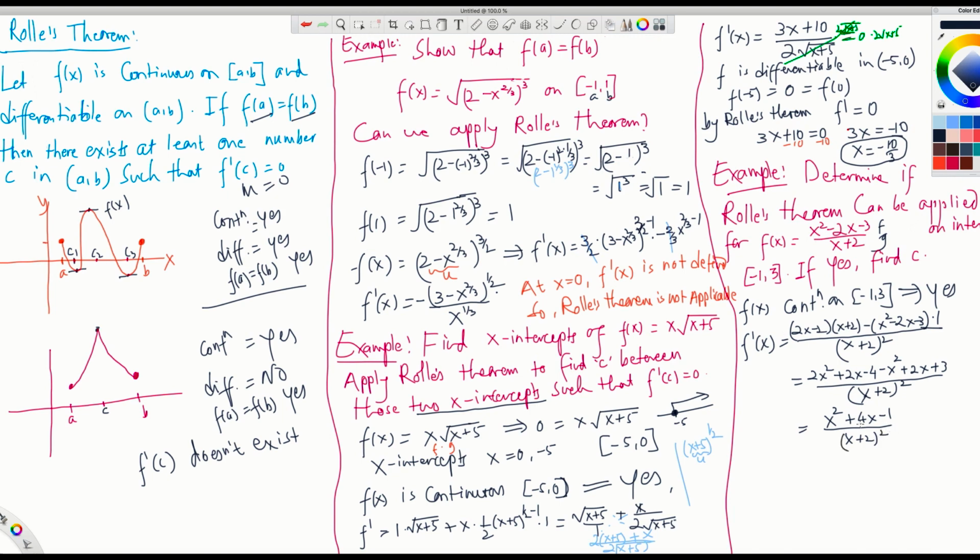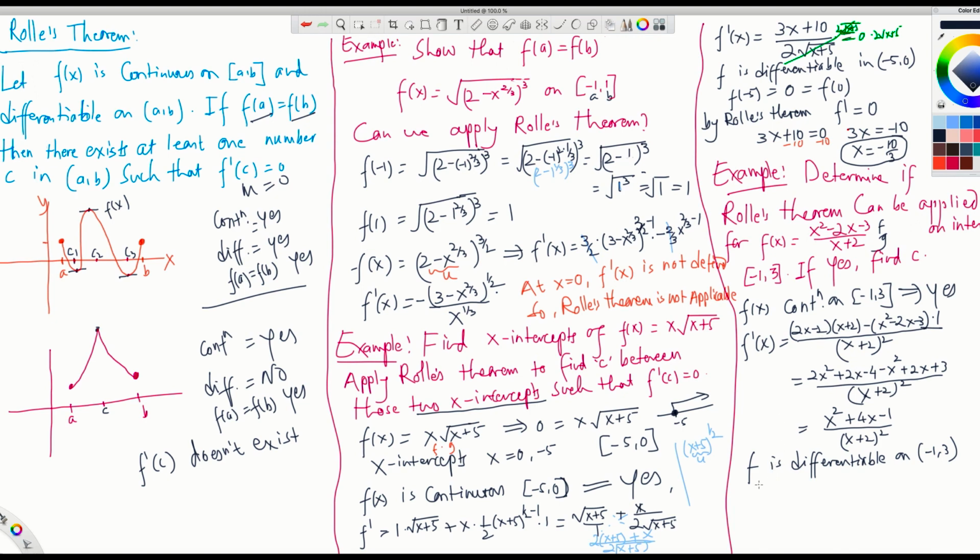So is this function differentiable? If the derivative exists, yes, the derivative exists everywhere in this interval, but it does not exist at x equals -2, and x equals -2 lies outside this interval. So f is differentiable on the open interval -1 and 3. We don't even worry about the closed interval. We just look at the open interval. Also, tell me whether f(a) equals f(b).